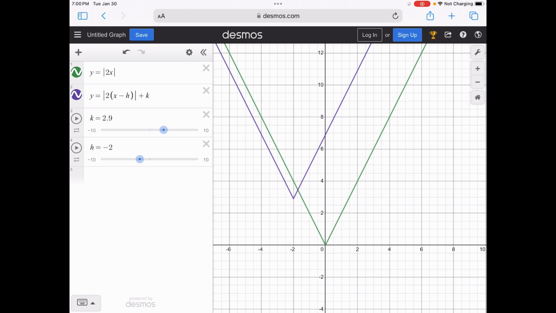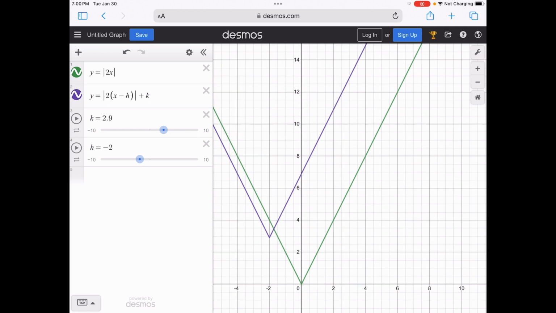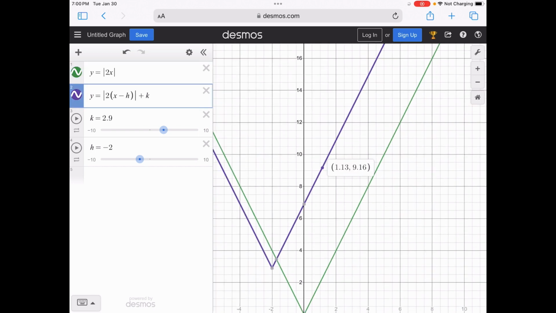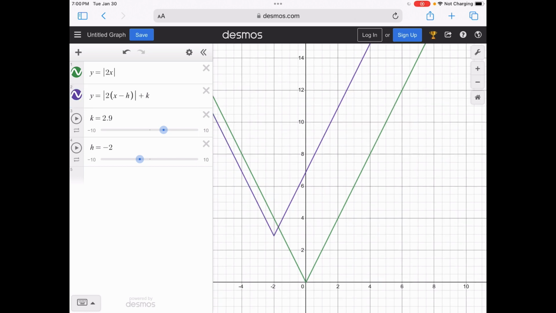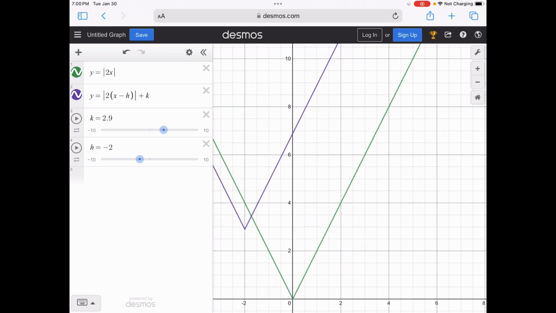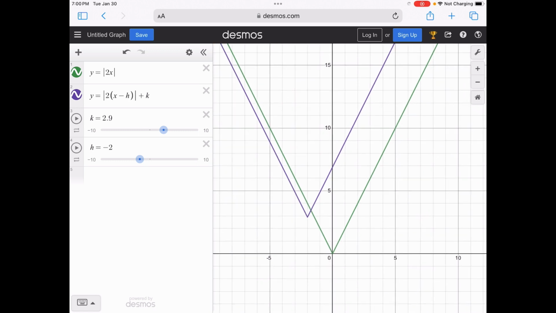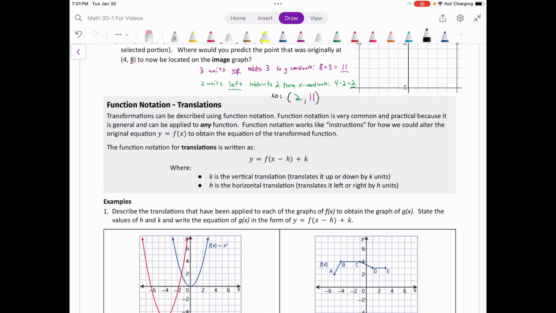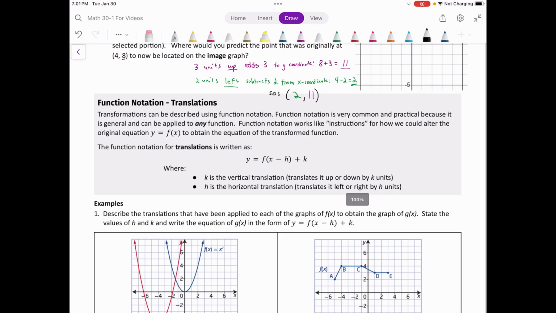But we can see, right? That's a lot like what we graphed. And look, the point that was at 4, 8, there it is on the original graph. Look where it is now, 2, 11. It's a little bit off because I can't quite get that K there to be exactly 3. But see what I mean, right? It got shifted. If we look at this point, trace it over 2 units to the left, and then 3 units up, and it's about where we predicted it would be. Cool, huh?